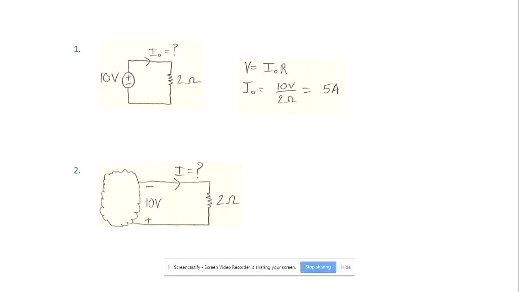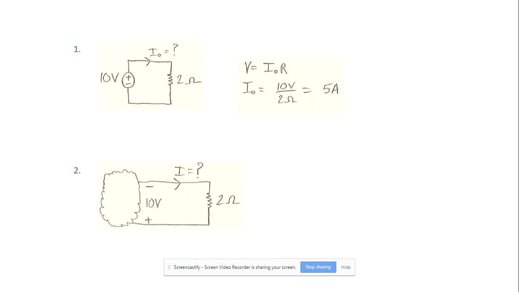Now this time I'm saying that the current is entering the negative. So this is opposite of how my passive sign convention is defined, right? And again, we're solving for current as it's defined, not by how it's actually flowing.